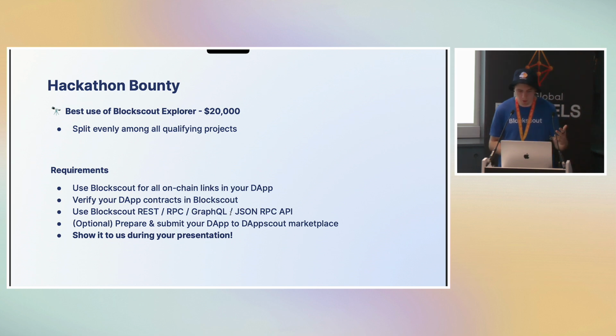If you verify your contracts in Blockscout and show it to us during the presentation, that also qualifies you. If you use any of the above mentioned APIs, like the REST, RPC, GraphQL, or just the JSON RPC fallback API for Blockscout, you also qualify. And as an optional bonus, you can prepare and submit your dApp in the dApp Scout marketplace, which is a dApp marketplace on Blockscout. This would allow your dApp to be available to more users through the Blockscout marketplace.